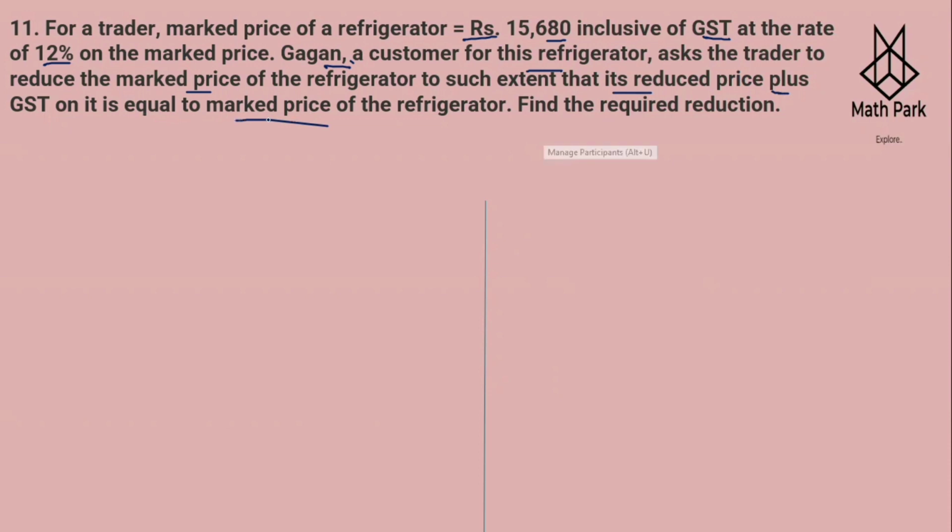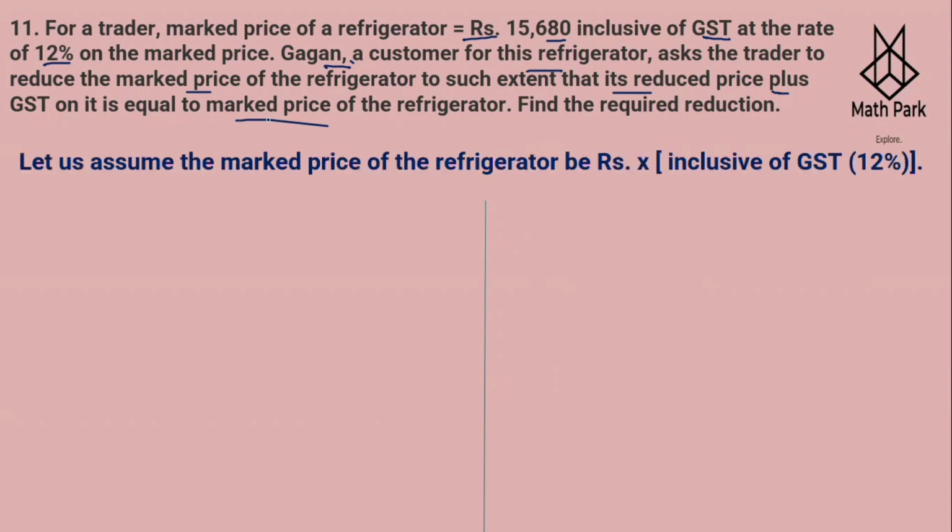Find the required reduction. So let us assume the marked price of the refrigerator to be X, which is inclusive of GST, that is 12%. So X plus 12% of X is total. So this 15,680 is inclusive. So X plus 12% of X, so X plus 12 upon 100 times X is equal to 15,680. So let us take the LCM of 100.